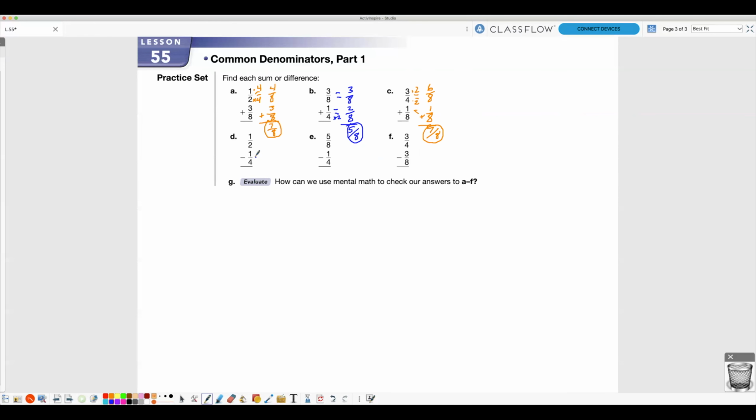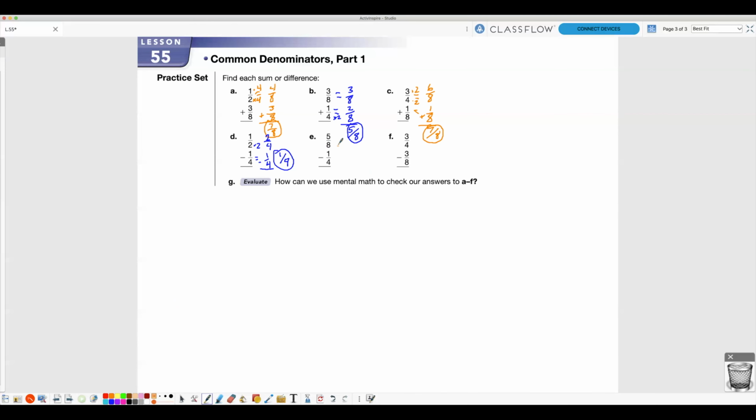So you might recognize, hopefully, that this stays the same, 1/4. And this would be converted into a denominator of 4 simply by multiplying by 2. And if we multiply the numerator by 2, you'd end up with 2/4. And now you have 2/4 minus 1/4, which equals, in this case, 1/4. And then letter E, 5/8 minus 1/4.